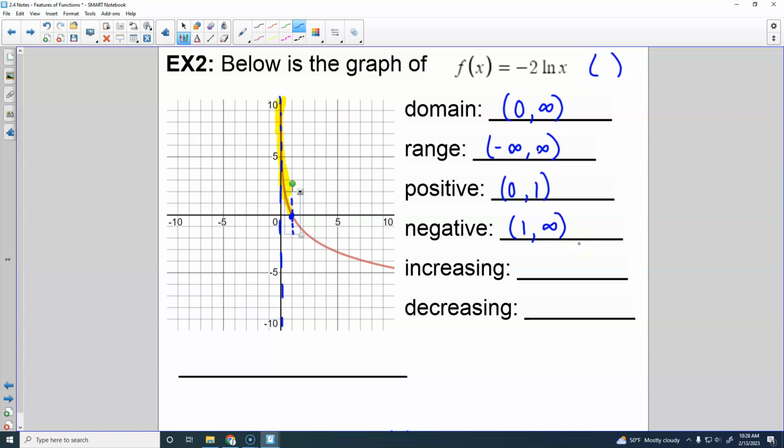And then natural logs are either always increasing or always decreasing as well. So we are going to think about just whether this is increasing or decreasing. Is this one increasing or decreasing? Start on the left. We go left to right. It's decreasing, right? So it is decreasing everywhere on its domain. So your domain is the same as where you're decreasing. So 0 to infinity. This one would never increase.